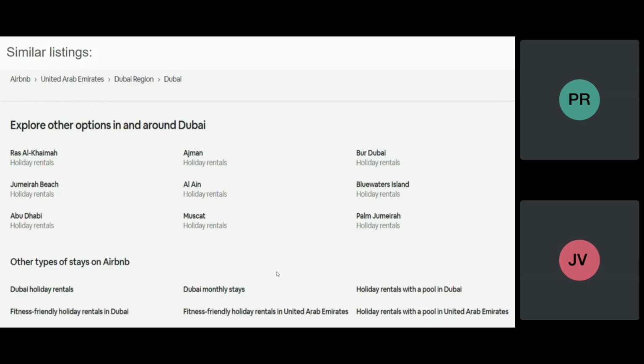When we say similar listings, you can see a screenshot of Airbnb. On the top left, you can see Airbnb, then you entered United Arab Emirates, then the Dubai region and Dubai. There is already a listing that has been selected, and with respect to that listing, 9 other listings have been suggested by the platform. So this is the feature we will be discussing this time, the similar listing feature. There are 9 similar listings to the one that has been selected. So let's get started with how it works.